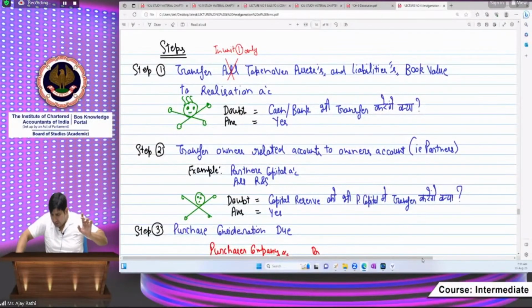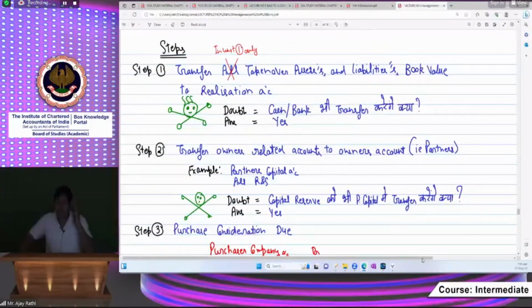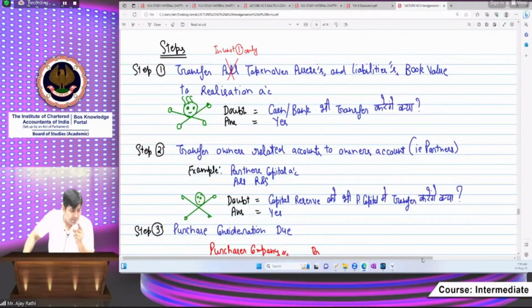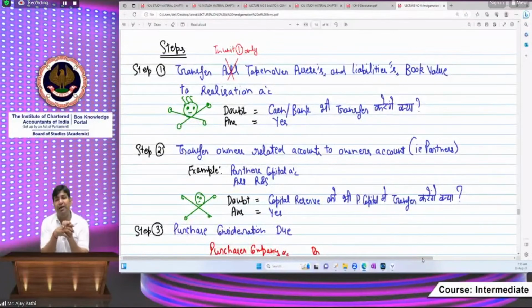But in the new company, because the business is being sold to a company, in the books of the old partnership firm you have to take care of one thing: all the assets and liabilities are not being transferred. Only the taken over assets and liabilities are being transferred. Here students usually ask one doubt: is cash and bank also being transferred? I have seen a lot of questions where the solution given by ICAI, by RTP, by examination also, the cash and bank is not being transferred.